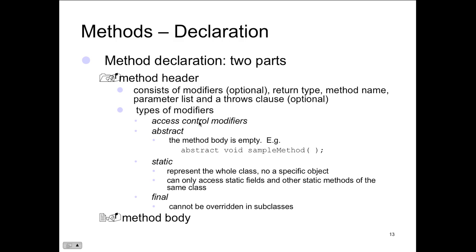So types of modifiers, we looked at this. We didn't really look at this. We looked at some of the things. Abstract, static, and final are some of them. Static represents the whole class. So note, a specific object can only access static fields and only static methods of the same class.